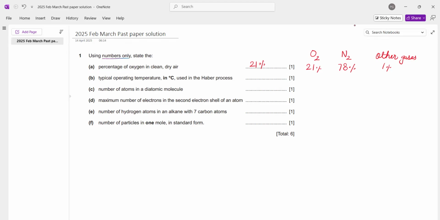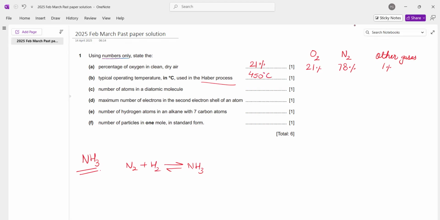In the second part, they are asking the typical operating temperature in degrees Celsius used in the Haber process. Now, the Haber process is a process of formation of ammonia, and this is studied in Unit 7, which is chemical reactions, and that talks about equilibrium. So when we talk about the Haber process and the formation of ammonia using N2 and H2 gas, the condition that we require for this is 450 degrees Celsius.